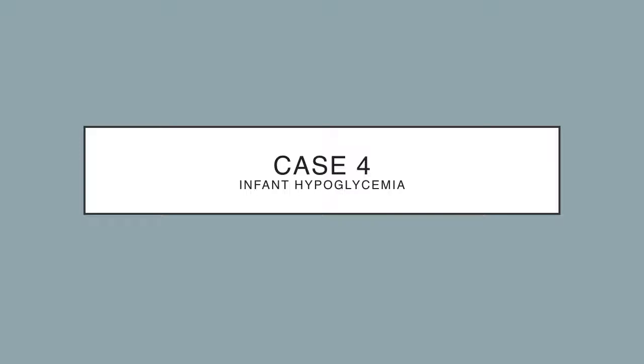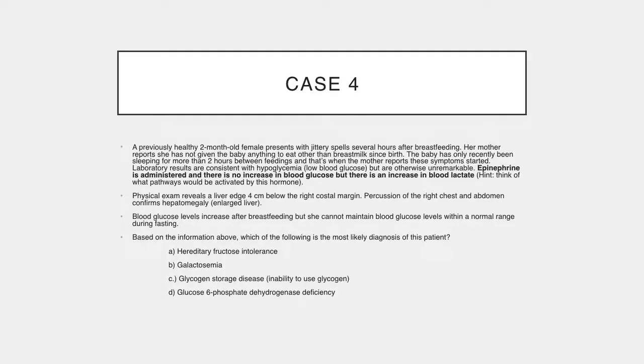Moving on to my second case, I decided to go with case 4, which reads as follows. A previously healthy 2-month-old female presents with jittery spells several hours after breastfeeding. Her mother reports she has not given the baby anything to eat. The diagnosis that is consistent with the patient's history and physical presentation and the medical team's findings is glycogen storage disease.